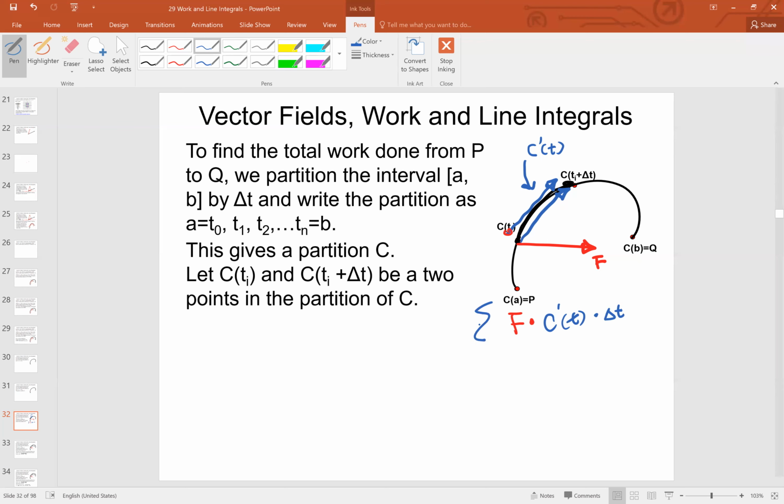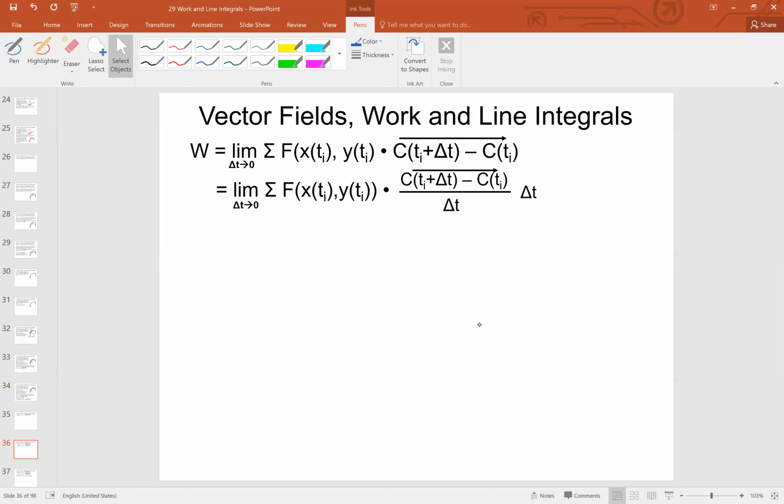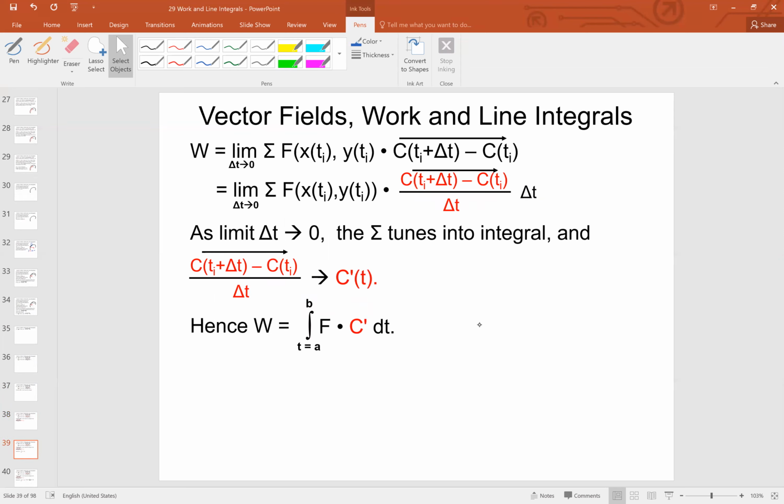Then I add them up. These are little displacement vectors, and all the work done on little straight line pieces, each one is a dot product. So if you go through the calculations in symbols, you end up with this conversion, basically pulling everything back into t, which is something we can integrate.